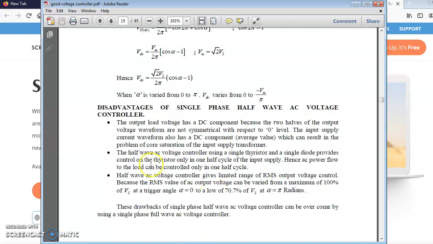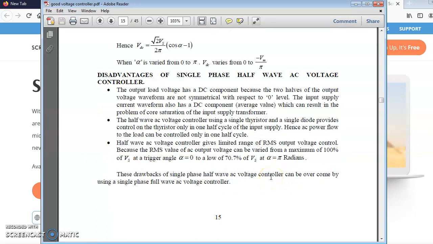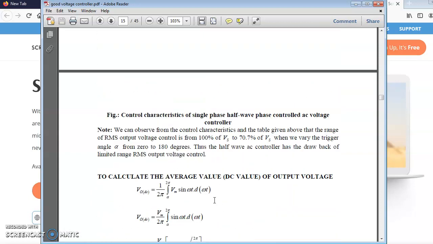The half-wave AC voltage controller uses a single thyristor, because here we have used a single thyristor and a single diode. It provides control on the thyristor only in one half cycle of the input supply. Hence AC power flow to the load can be controlled only in half cycle. Half cycle is being controlled, the second half is not. So the half-wave AC voltage controller gives a limited range of RMS voltage. This is the drawback. This drawback can be overcome by using a single phase full wave AC voltage controller.